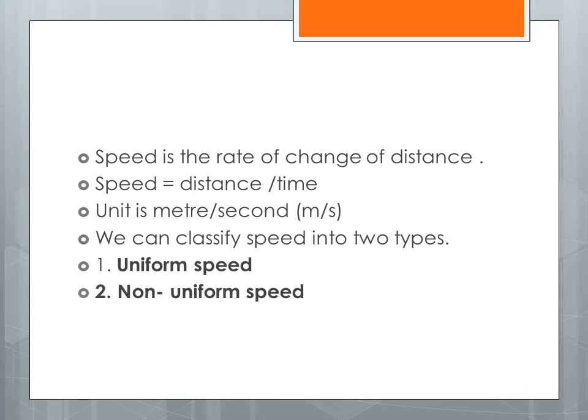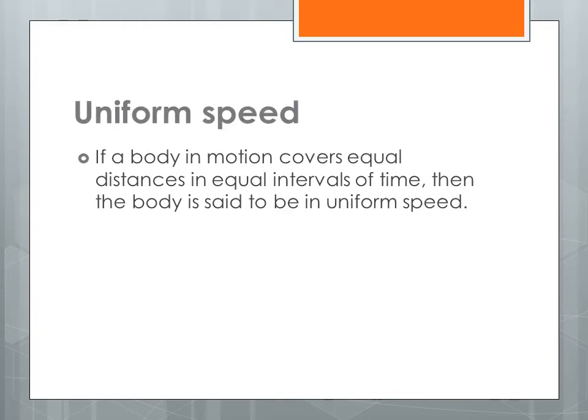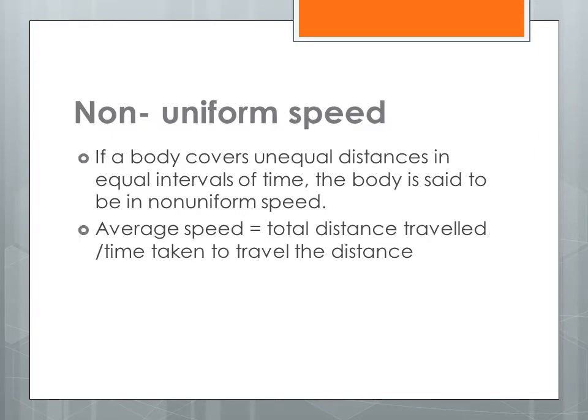Speed is the rate of change of distance. Speed equals distance divided by time. Unit is meter per second. We can classify speed into two types: uniform speed and non-uniform speed. Uniform speed: if a body in motion covers equal distance in equal interval of time, then the body is said to be in uniform speed. Non-uniform speed: if a body covers unequal distance in equal intervals of time, the body is said to be in non-uniform speed. Average speed equals total distance traveled divided by time taken to travel the distance.